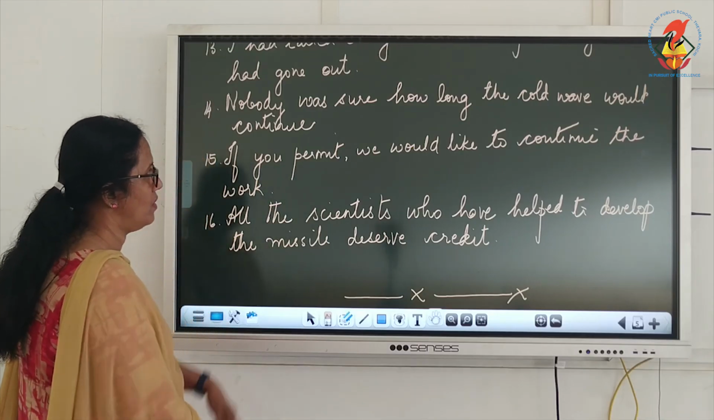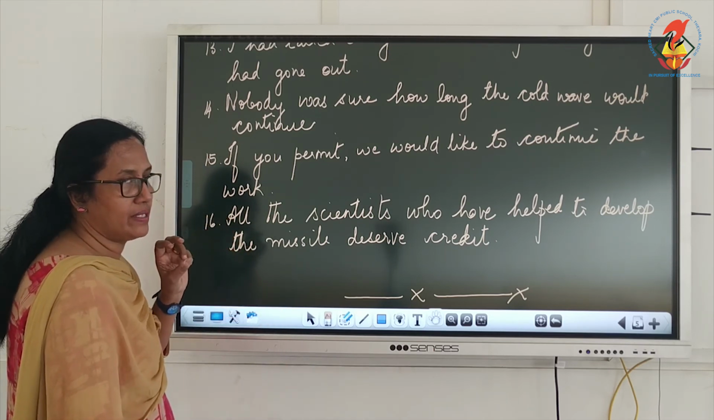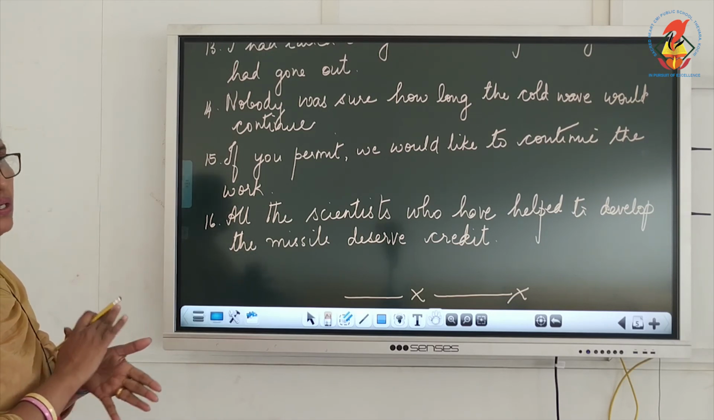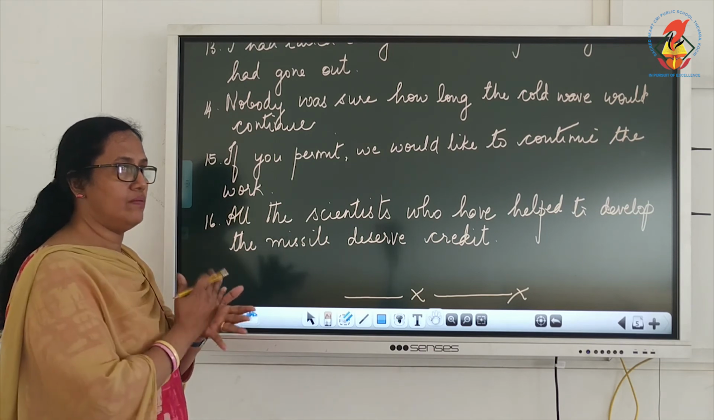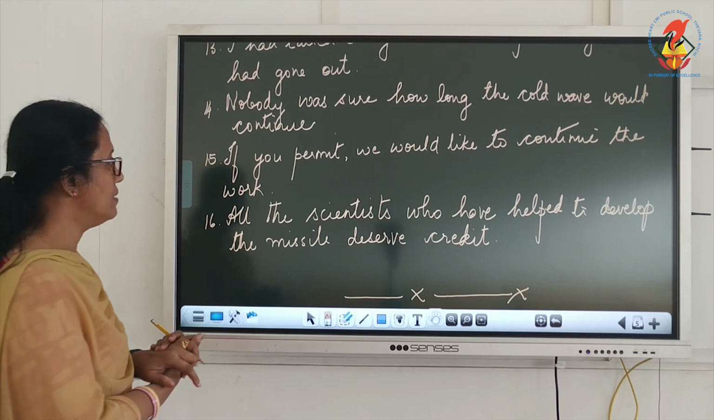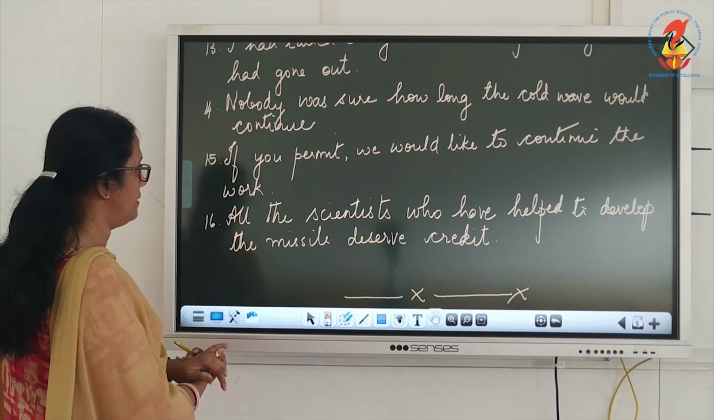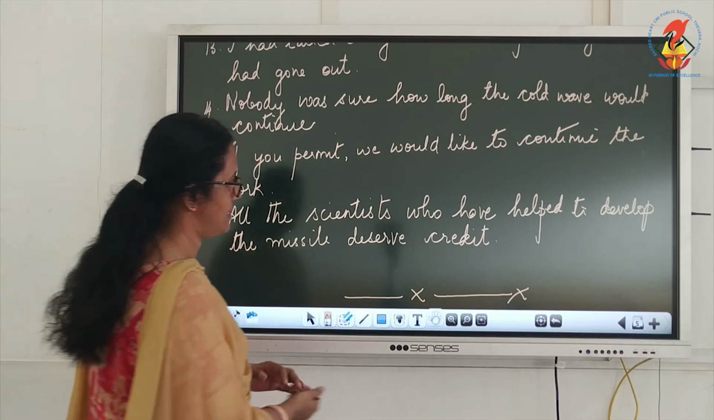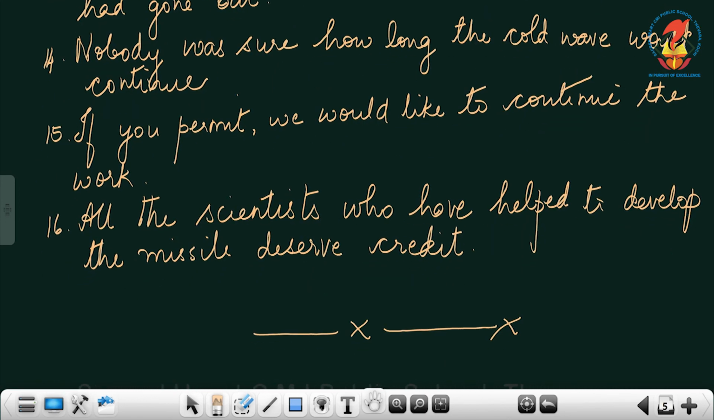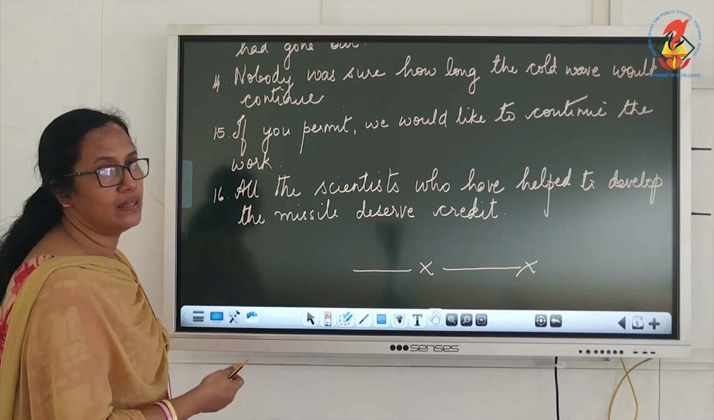So, I want all these sentences written into your notebooks. After each sentence, try to leave at least two lines so that you are able to write very clearly which is the main clause and which is the subordinate clause or which are the coordinating clauses. Okay, so now with this we come to the end of this lesson, clauses, and kindly don't forget to do these exercises in your notebooks, and we will be having the discussion of these answers in the Google Meet.